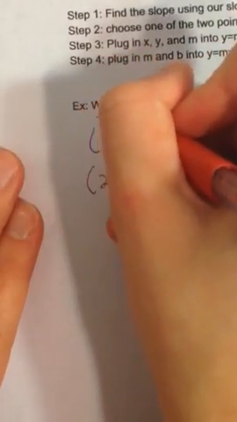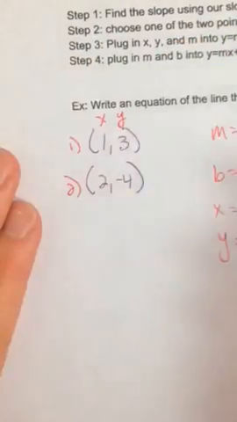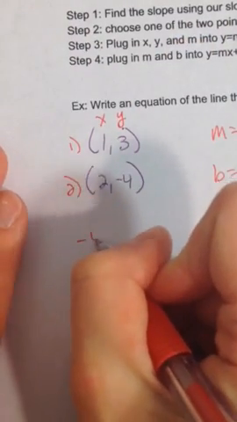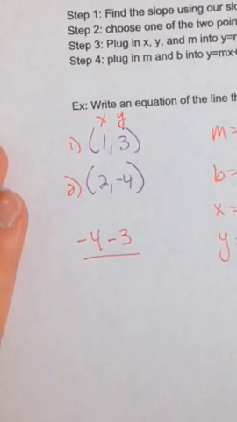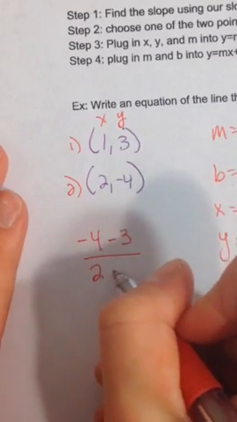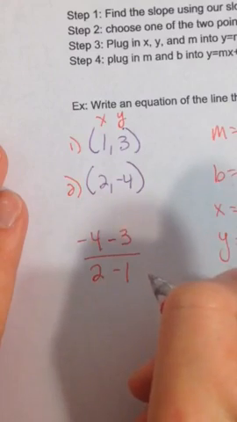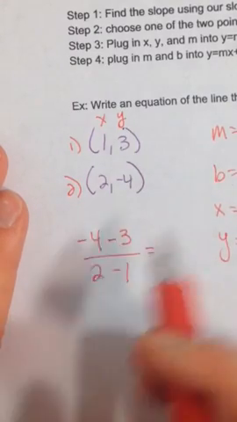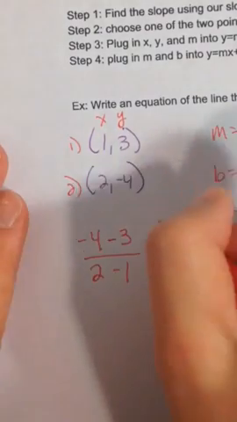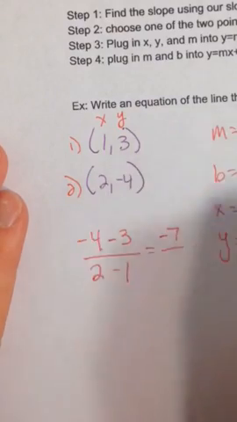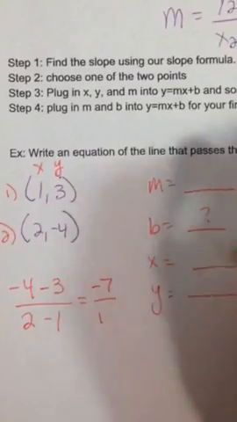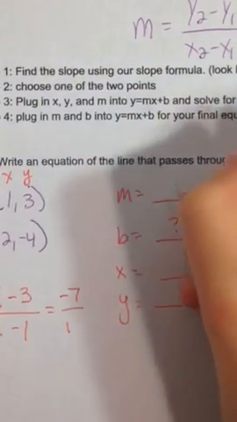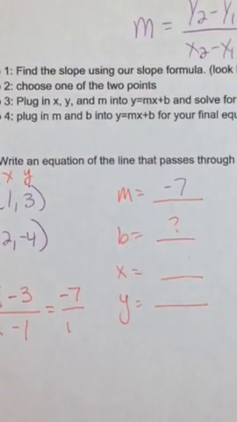Okay. So let's find the slope first. So remember, this is my x and y point. This is the first point, the second point. So I have y2 minus y1 over x2 minus x1, okay, which is going to equal -4 minus 3 is -7. 2 minus 1 is 1, so my slope is just -7 here. Okay, because -7 over 1 is still -7, so I don't need the over 1 part.